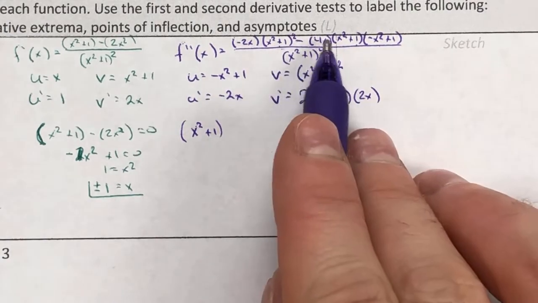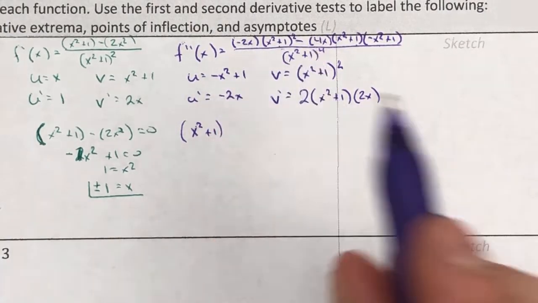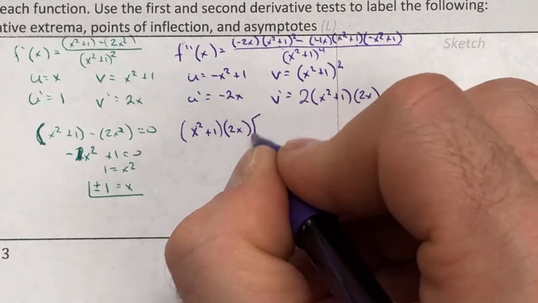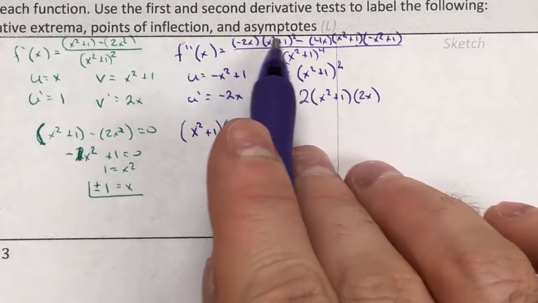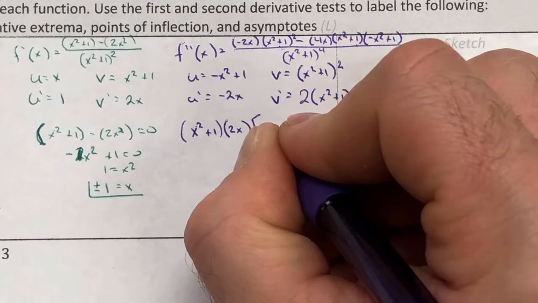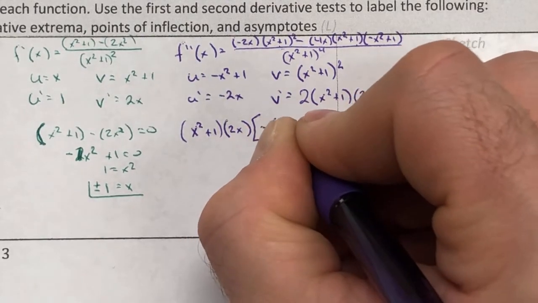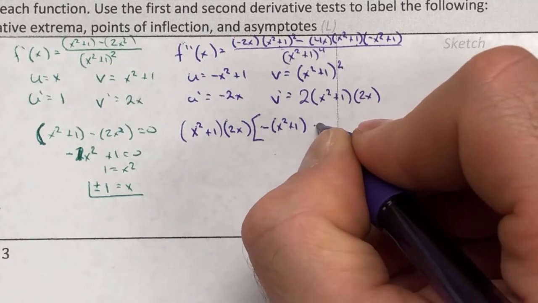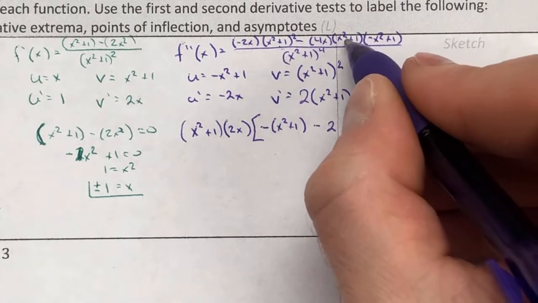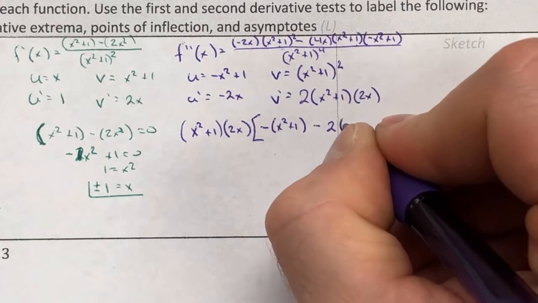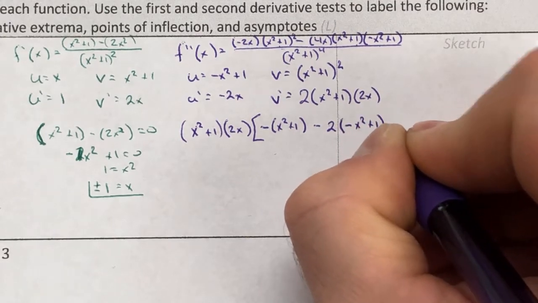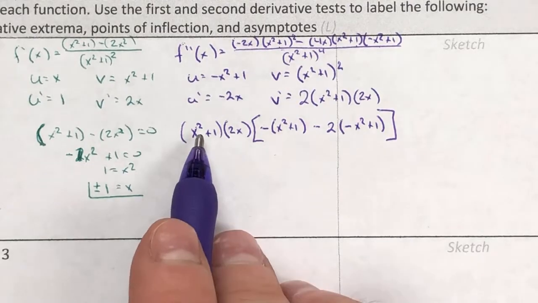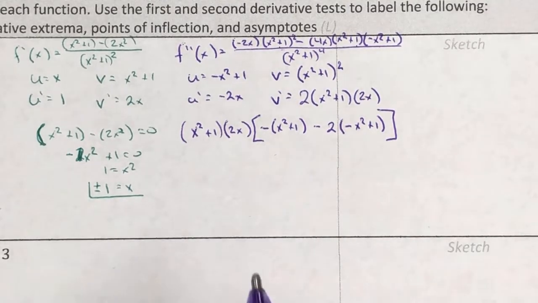I also notice they both have a 2x, so I'm going to factor that out as well and see what's left. If I pull out the 2x and the x squared plus 1, I have a negative x squared plus 1. I pulled out the 2x, so I'm left with a 2. Negative x squared plus 1. Boom.